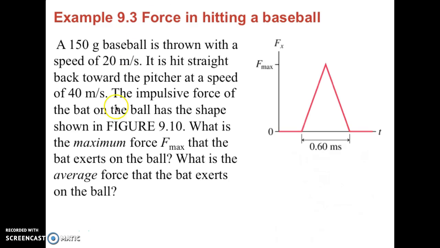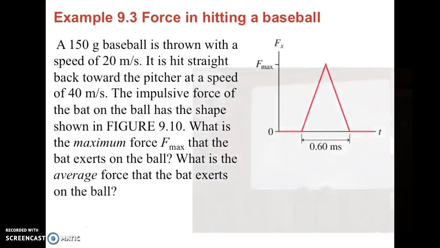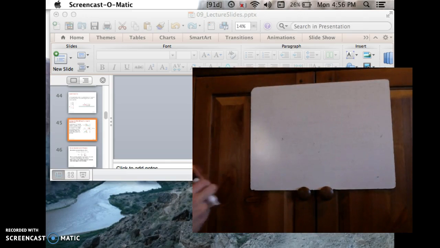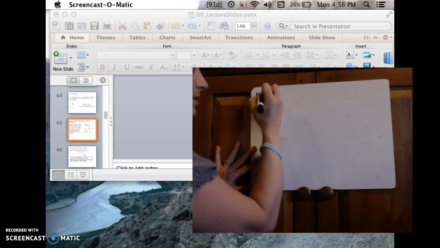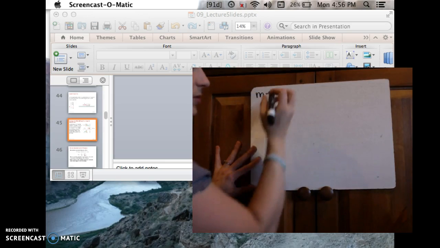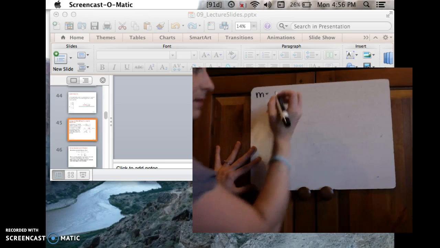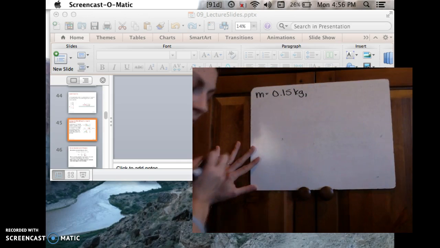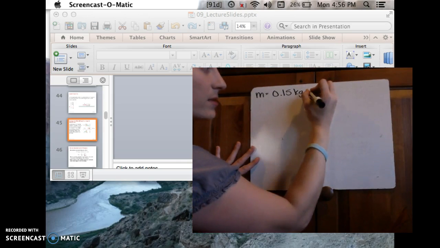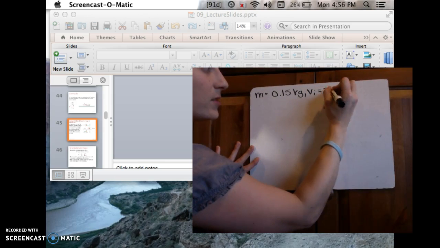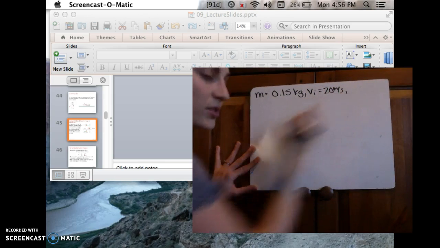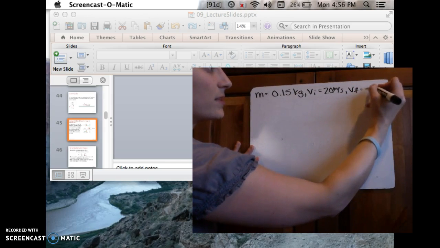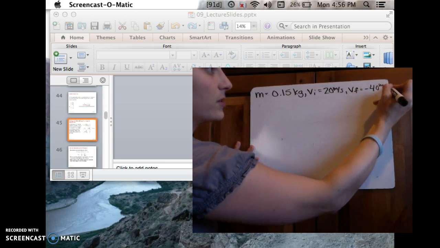All right, so the mass of the ball is 150 grams, but make sure we convert that to our standard units. So moving the decimal place 3 places to the left, I get 0.15 kilograms. The ball was pitched in one direction, we'll say in the positive direction, so the initial velocity is 20 meters per second, and it's returned in the opposite direction, so the final velocity has to have the opposite sign at a negative 40 meters per second.